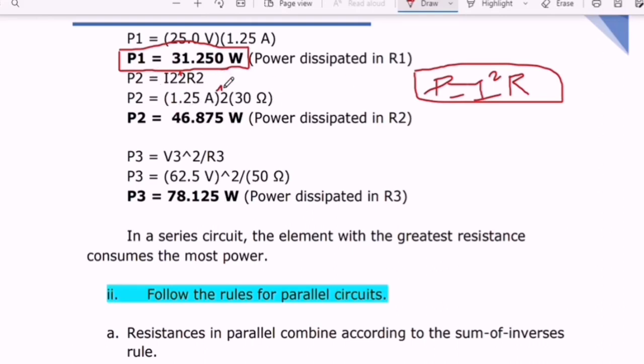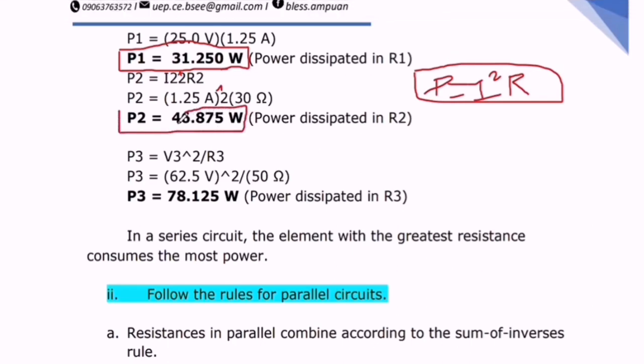1.25 raised to 2 times 30 will result in 46.825 watts. So this is the power that will dissipate in our R sub 2.